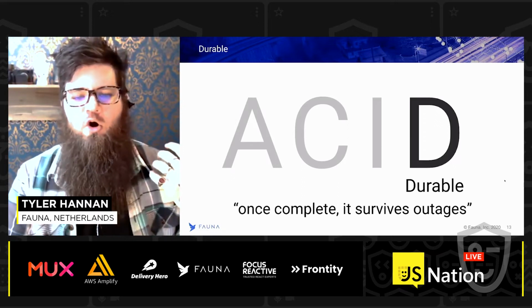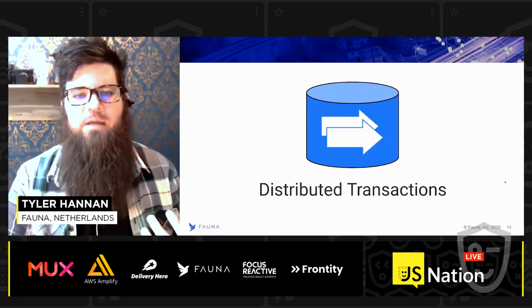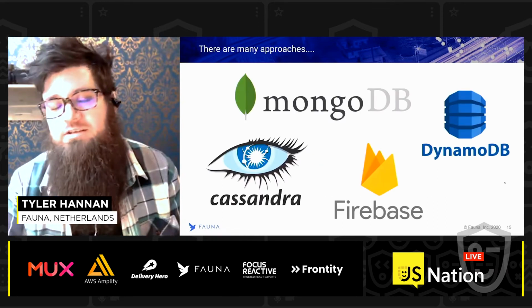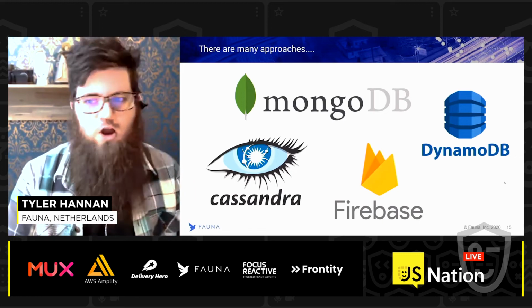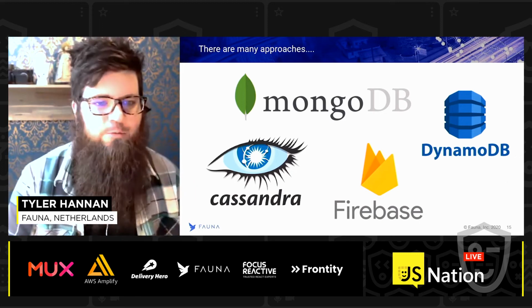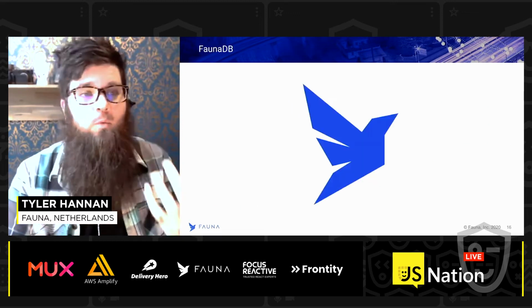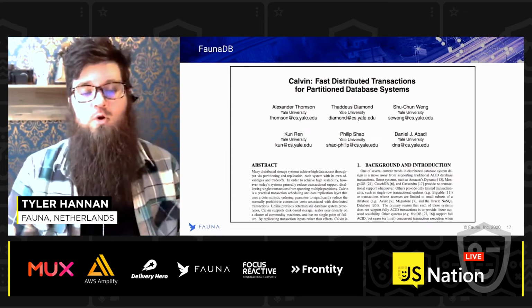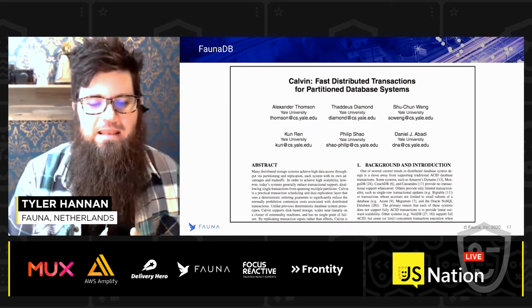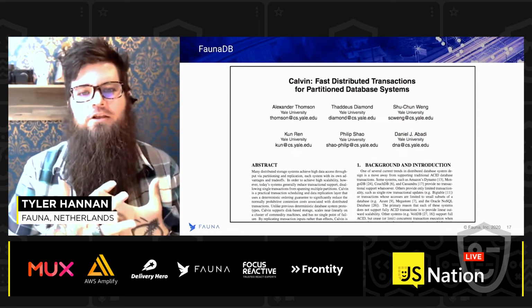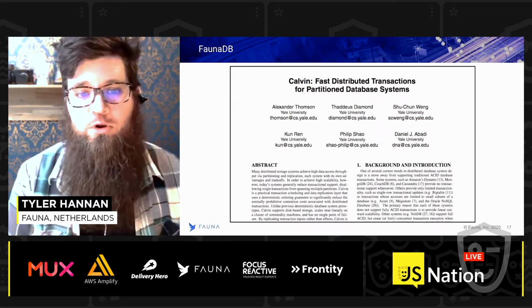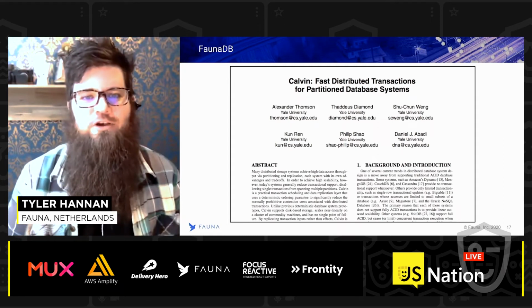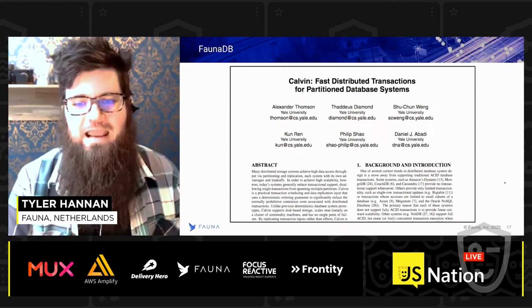Now, there are a wide variety of database vendors that talk about distributed transactions. There's many approaches to how to solve this. There's Mongo's approach and Dynamo's approach, and what Firebase talks about, and what Cassandra talks about, and what we at Fauna talk about as well. Our approach, for what it's worth, is based in a distributed transaction and data replication protocol called Calvin. This is the title of the paper, Calvin: Fast Distributed Transactions for Partitioned Database Systems.